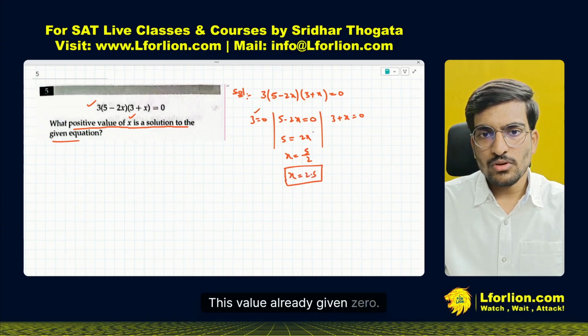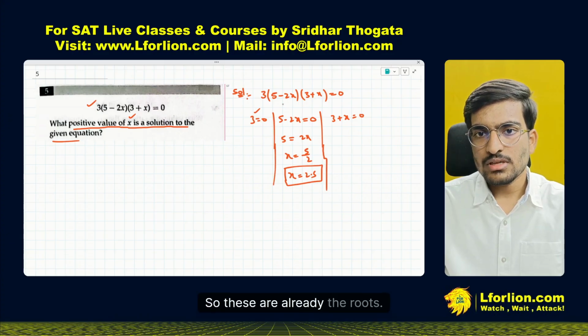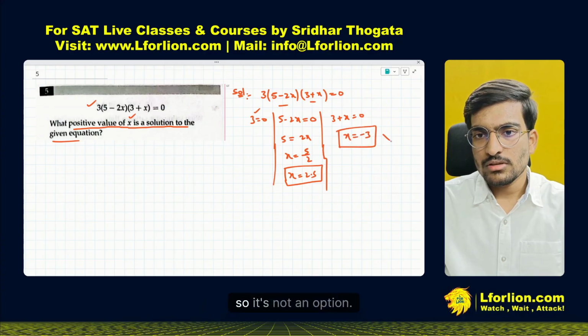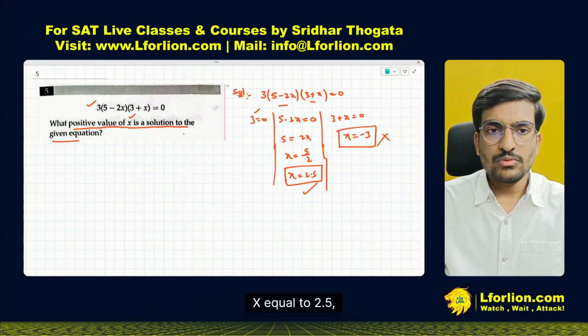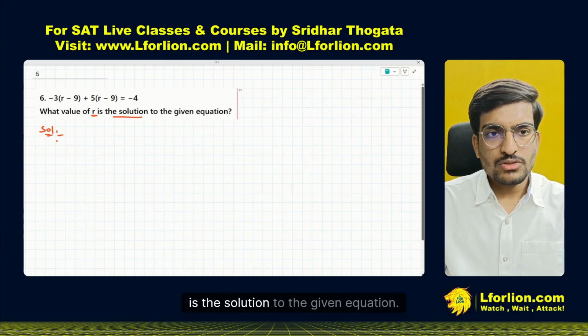The constant 3 is already given, it can't be 0, so just avoid it. These are already the roots. Now we want the solution. The other root is x equals negative 3, so it's not an option. x equal to 2.5 is the positive value of x. What value is the solution to the given equation?